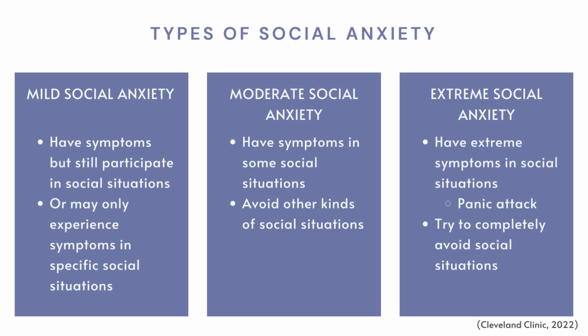Types of social anxiety. People with social anxiety can experience mild, moderate, or extreme forms. Mild social anxiety. People with this type can have the symptoms of social anxiety, but they still take part in social situations, or they may only experience social anxiety symptoms in certain situations. Moderate social anxiety. People with this type may have symptoms in some social situations, but they also avoid other kinds of social situations. Extreme social anxiety. People with this type can have extreme symptoms in social situations, such as a panic attack. Thus, they completely avoid social situations at all cost.